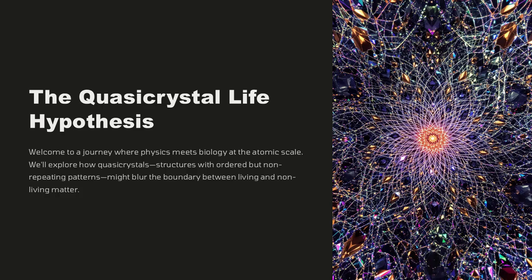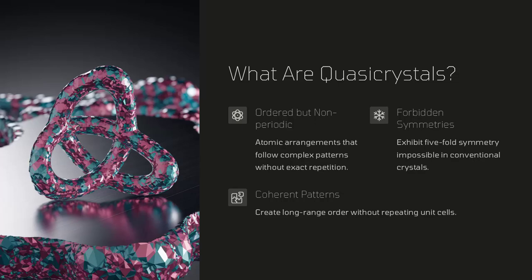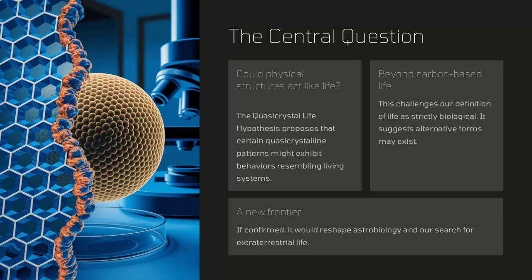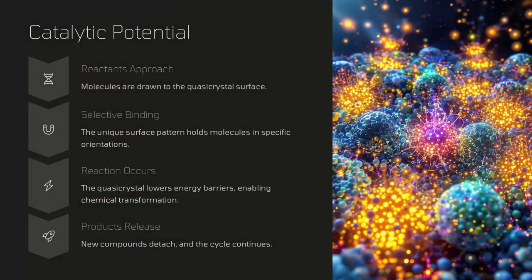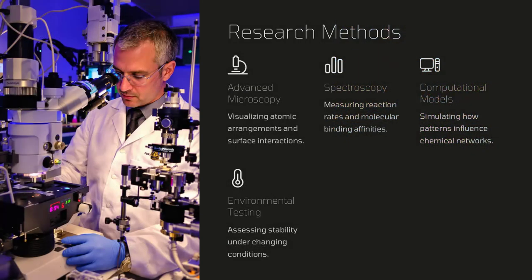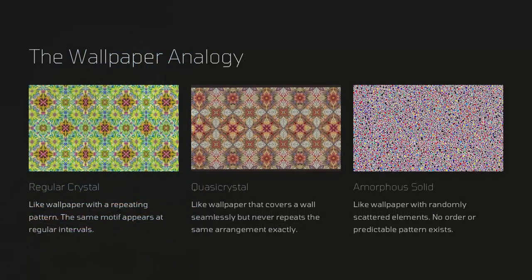Imagine a world where the boundary between living organisms and inanimate matter blurs, not through science fiction, but through the peculiar order of quasicrystals. Quasicrystals are structures whose atomic arrangement is neither completely random nor perfectly periodic like ordinary crystals. Instead, they follow complex patterns that repeat without ever exactly matching, creating intricate mosaics that have fascinated physicists since their discovery in the 1980s. What does this unusual order have to do with life?